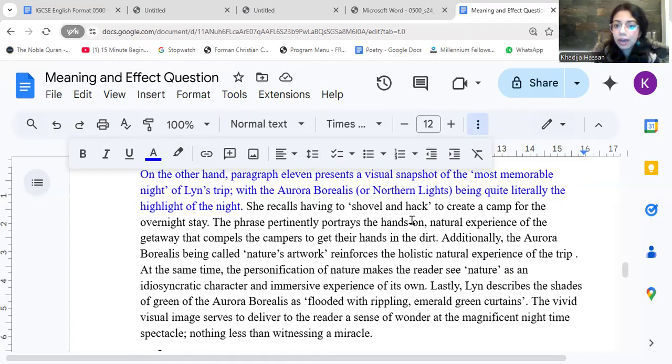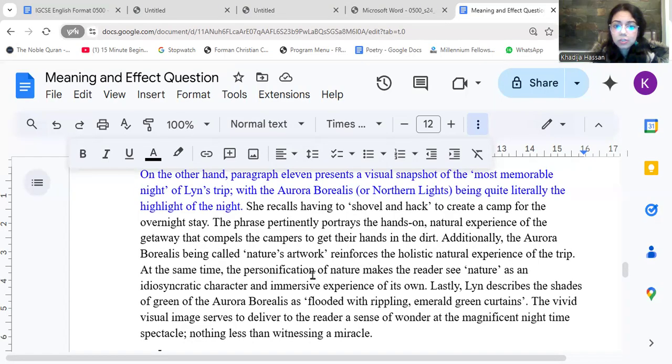She recalls having to shovel and hack, right? So literally hands in the dirt, shoveling and hacking to create a camp for the overnight stay. The phrase pertinently portrays, again this is explicit meaning, the hands-on, natural experience of the getaway that compels the campers to get their hands in the dirt. Implicit meaning, right? This natural experience. Additionally, the aurora borealis being called nature's artwork reinforces the holistic natural experience of the trip. So again, the motif of nature is present here. It was present even in the shovel and hack part.